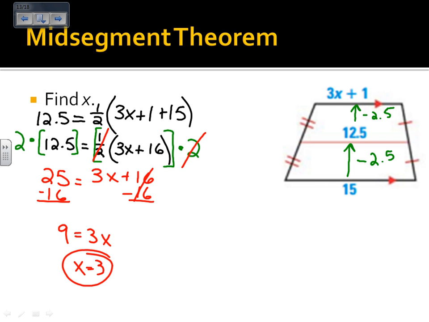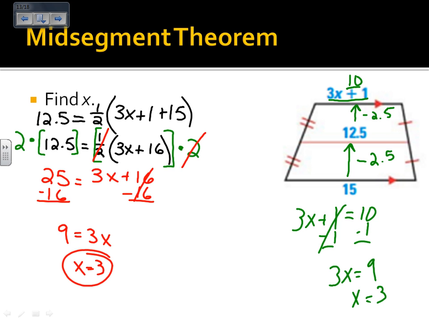So what's that going to leave me at my top? 12.5 minus 2.5 would give me 10. So all of a sudden I know that the top has to be 3x plus 1, and I also know it has to be 10. So I could say that 3x plus 1 equals 10. You subtract 1 from both sides, you get 3x equals 9, and that's what we had before. So x equals 3. That shortcut might be helpful here. It saves us a couple steps. Whichever way you want to view it is fine.